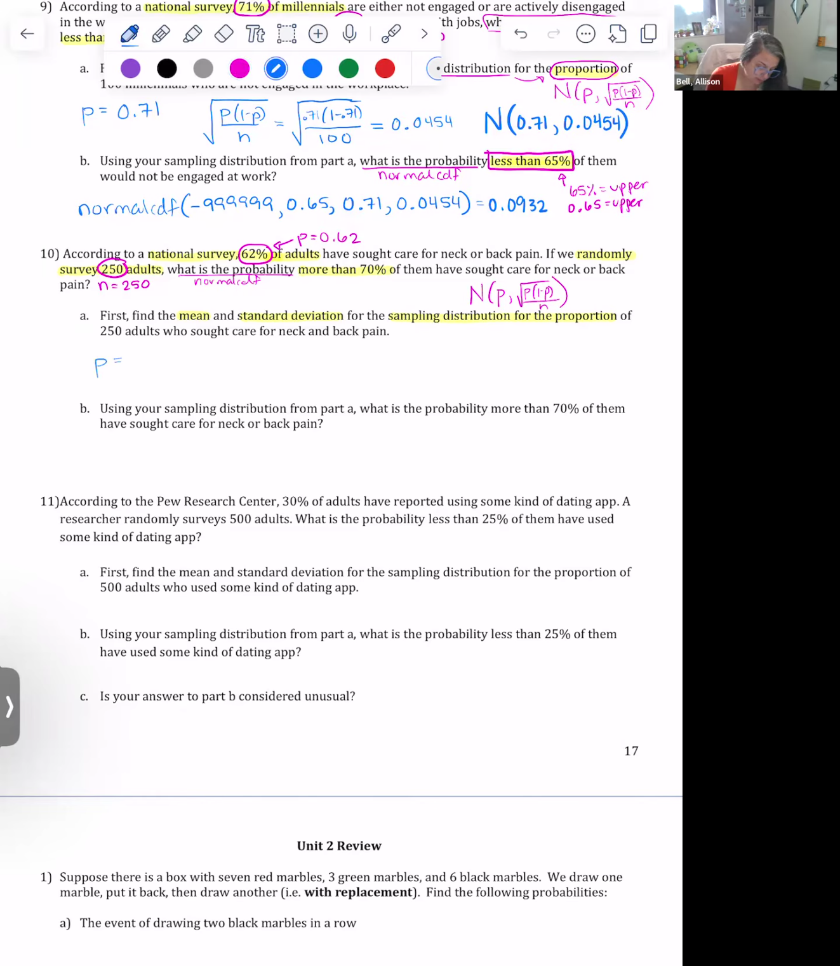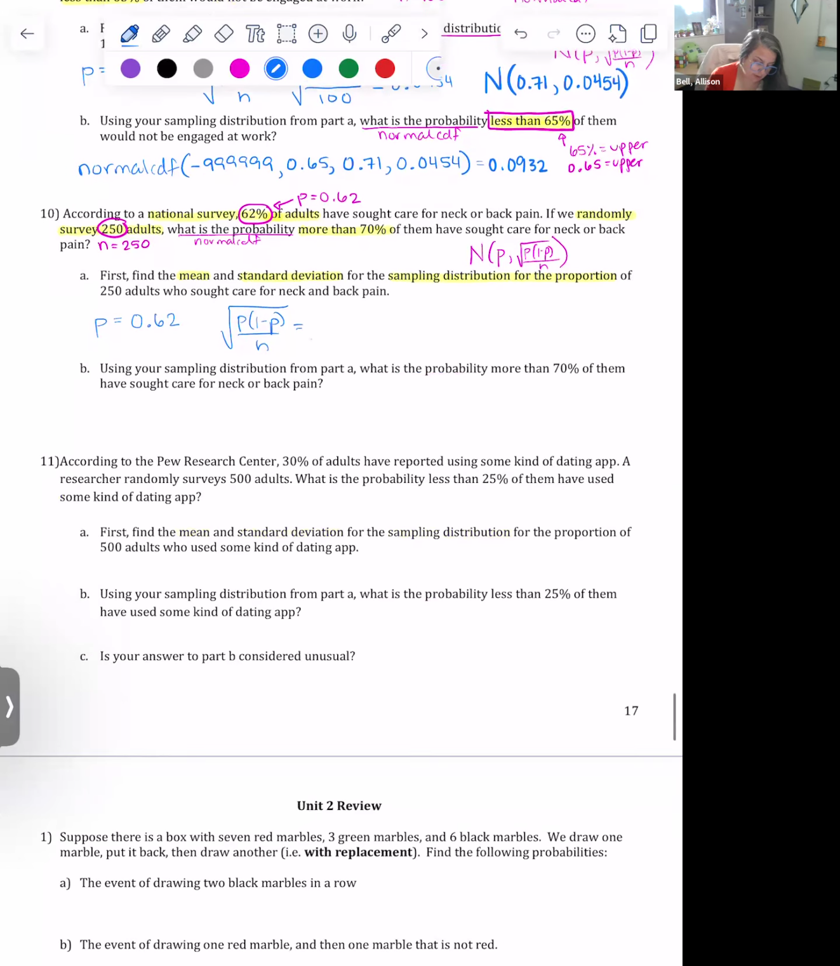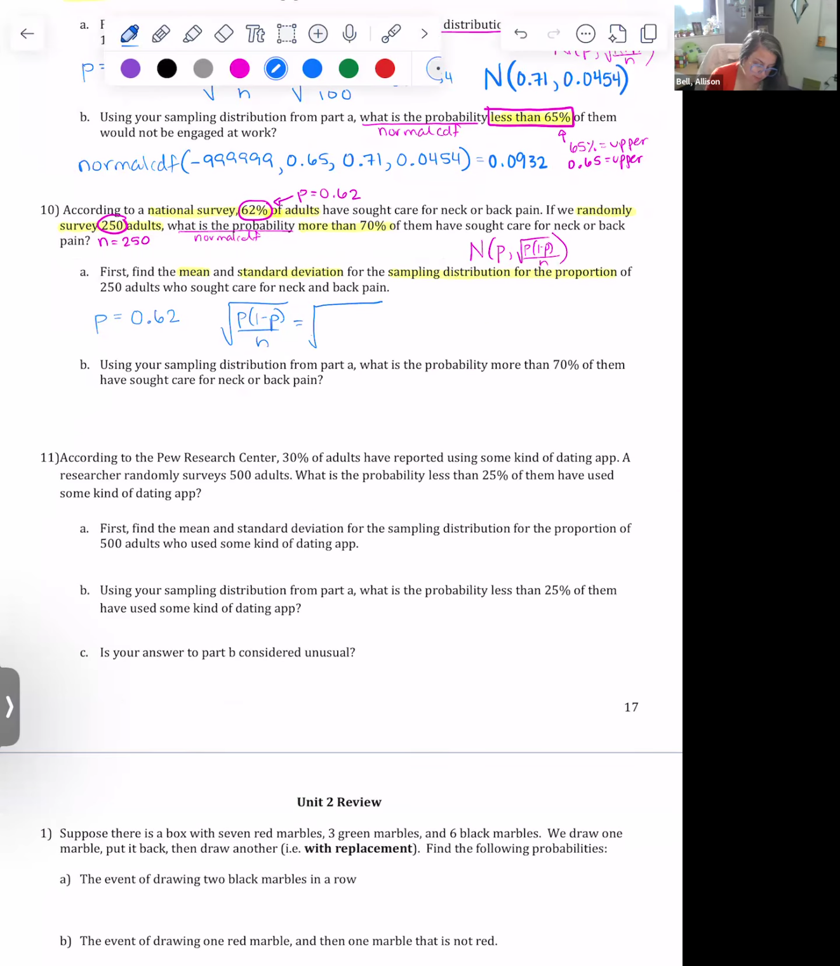So our mean is the p-value. So that's 0.62. That's P. Our standard deviation is going to be the square root of P times 1 minus P all over N. So what we want to do is make sure we set that up and check that work in the calculator. Make sure we feel good about that. So that's 0.62 times 1 minus 0.62, all divided by, in this case, 250. So if you need to, pause the video and type that in to make sure we get the correct answer.